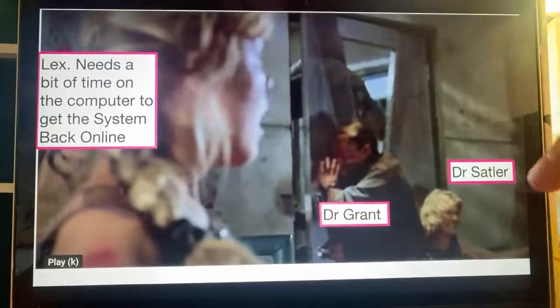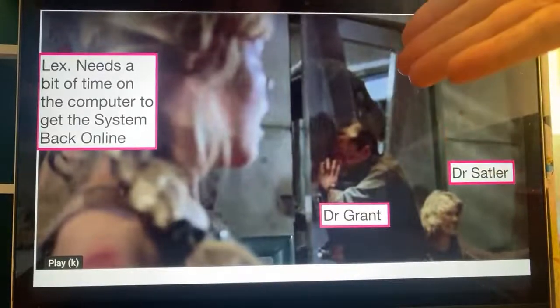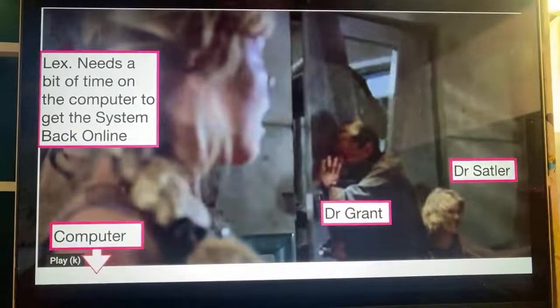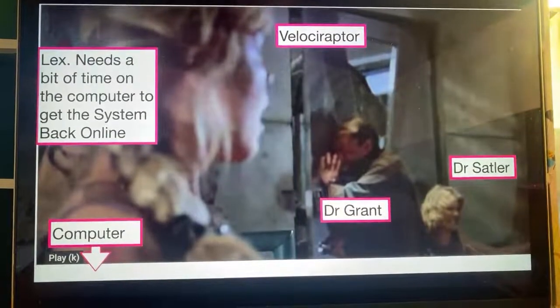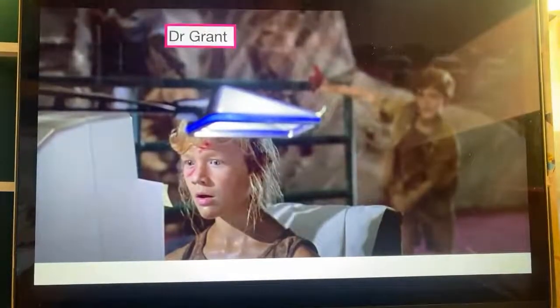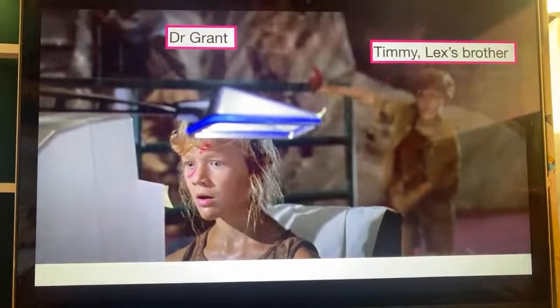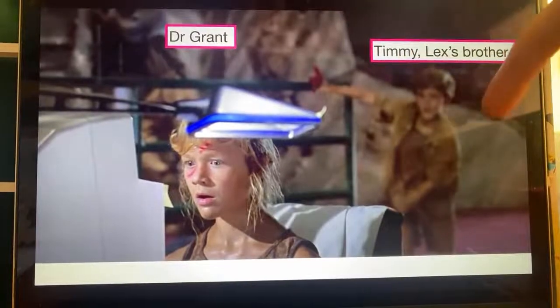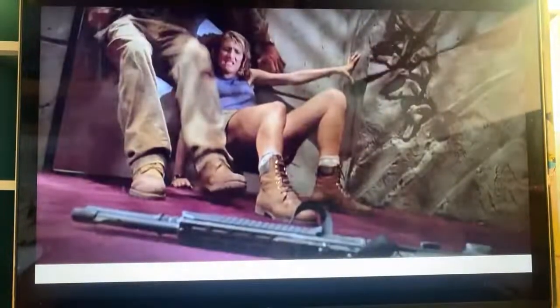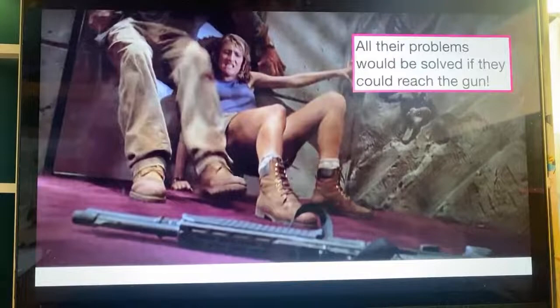So Dr. Grant and Dr. Sattler are trying to keep the door shut to keep the dinosaur out so that Lex can get the system back online. It's all very tense. And the computer is in the foreground here. And that is a velociraptor. Okay, so there's Dr. Grant. You see now, Dr. Grant is in the background pushing the door. And in the foreground, you've got Timmy, who's Lex's brother, and Lex, just to set the scene.